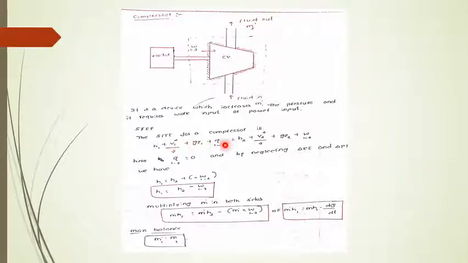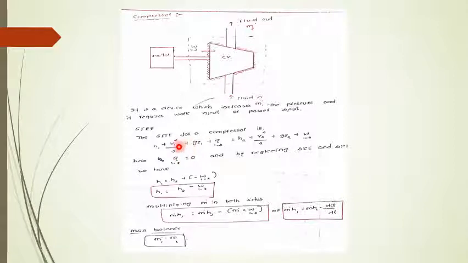Then this is the general steady flow energy equation we have derived: h1 plus v1 square by 2 plus g z1 plus q1 to 2, meaning heat transfer, which is equal to h2 plus v2 square by 2 plus g z2 plus work transfer. And here there is no heat transfer involved between system and surrounding. We are not supplying any heat to the system, so q1 to 2 is 0, and we also neglect the kinetic energy and potential energy.